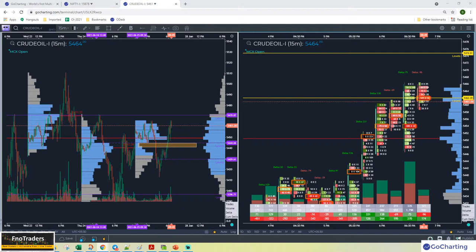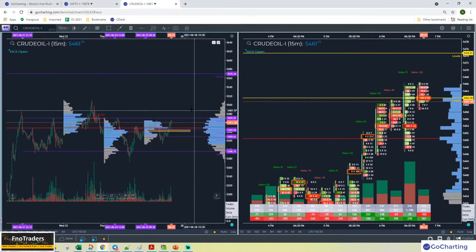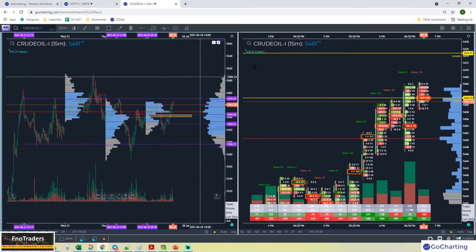But I think it's still worth it if you're trading even a couple of lots, one or two lots. I think you'll recover the money because it's not only order flow, you get the profile also, you get market profile also, so a lot of other things. And we are trying to also build a community to see how we can grow further.